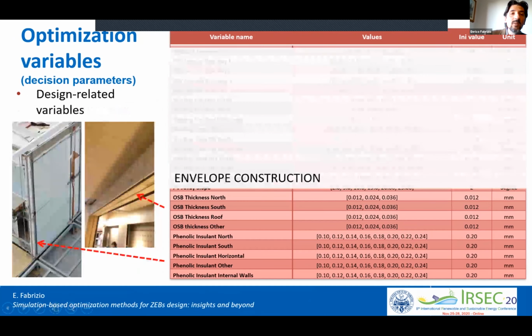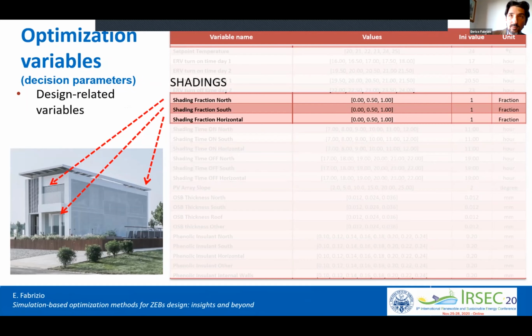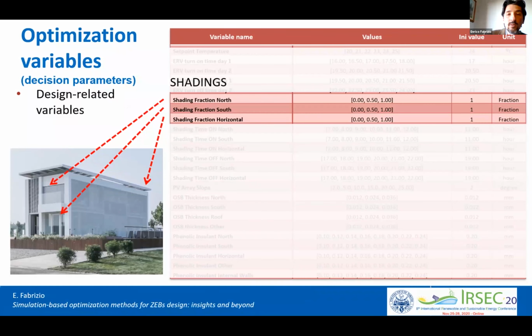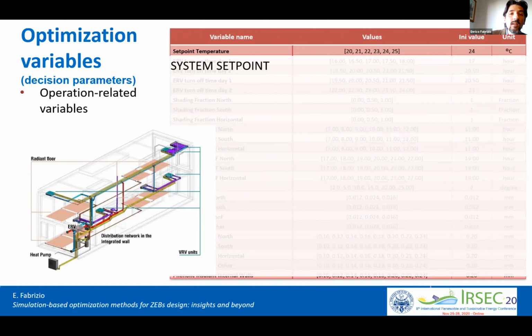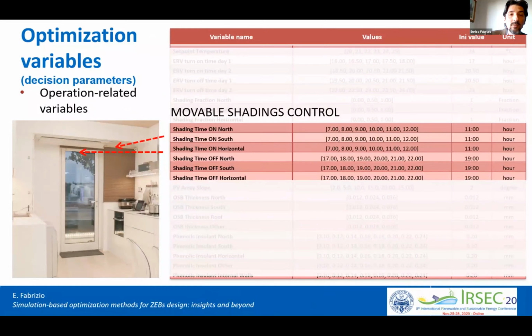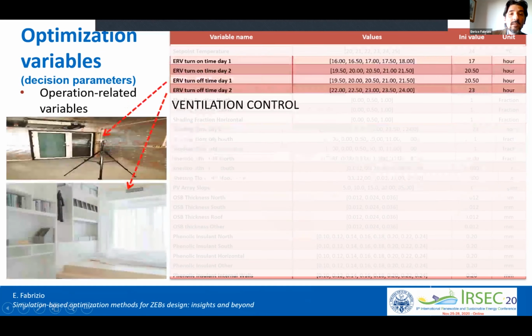They are related to the envelope construction, which we were able to change between construction 1 and the final construction on the contest site, the use of shading, fixed and movable shading, the tilt of the PV array, which may be adjusted, the set point of the systems, because this was very important, and also the time of operation, the operation of movable shading control. And finally, also the ventilation controls, the time on and off.